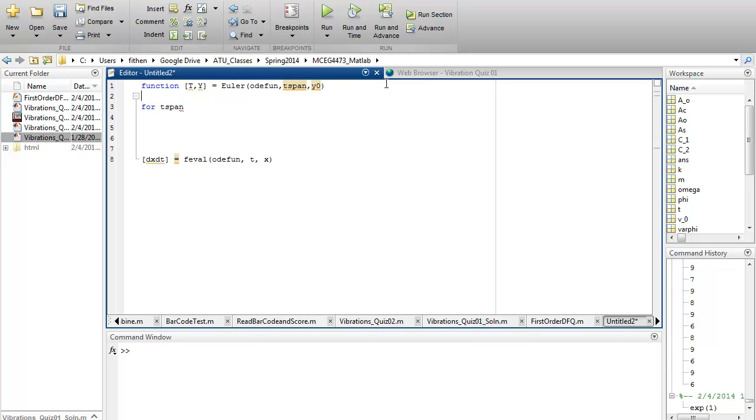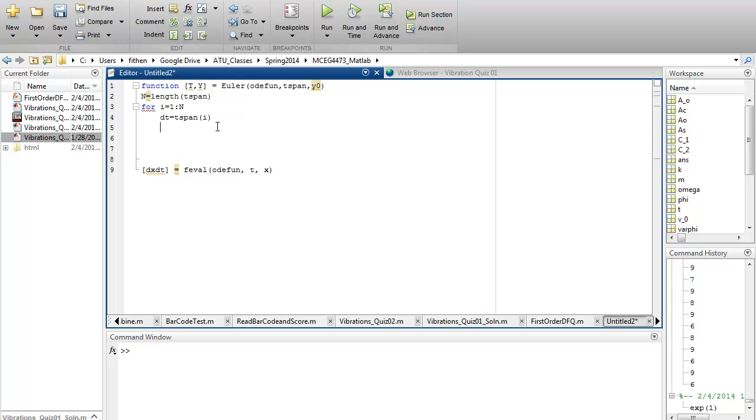Okay, n is equal to length. This way, instead of doing it the way I would normally do it, I'm going to do it so that I can put in a break point. We can look at everything that's going on. So what I will do is say i is equal to 1 to n, which is the length of this. Then I'll say dt is equal to t-span of i.